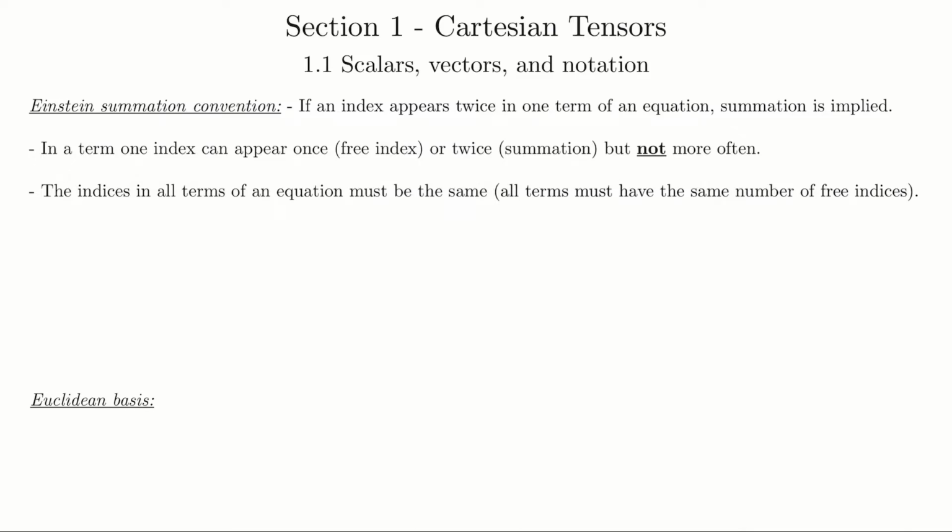So in 1.1, it's scalars, vectors, and notation. We're going to use what's known as index notation, and we're going to follow what's called Einstein summation convention, which basically says if an index appears twice in one term of an equation, summation is implied. So below here, I'll do a really quick example.